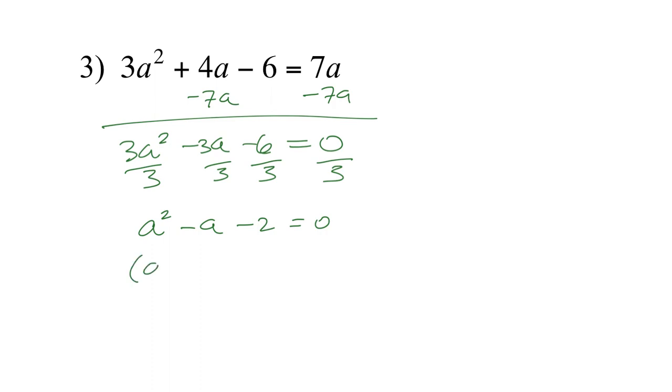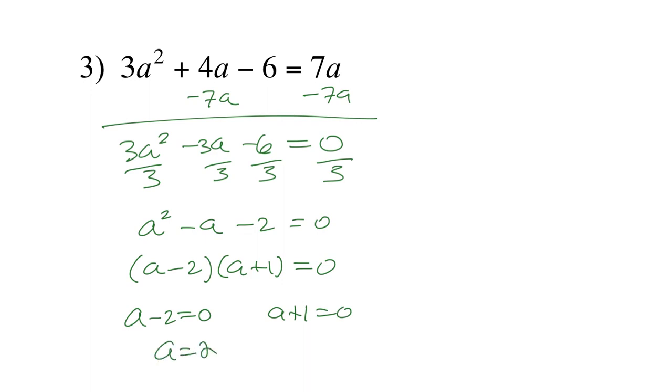Again, two numbers that you multiply and give you 2, and you subtract and give you 1. So that a minus 2 equals 0, a plus 1 equals 0. So a equals 2, or minus 1 on both sides, a equals negative 1.